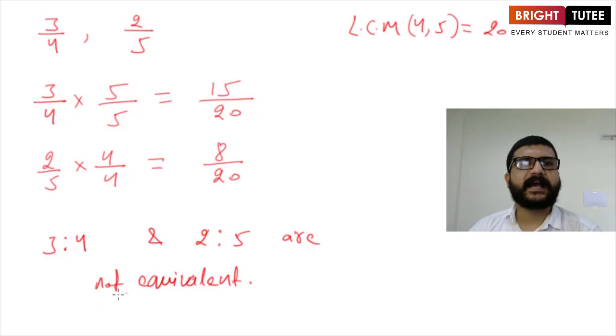So basically the idea here is, suppose two ratios are given to us and we have to check whether they are equivalent or not. What we are going to do is write them as fractions first, and then we know how to check whether two fractions are equivalent or not. So this is what we are going to do for checking whether the ratios are equivalent or not.